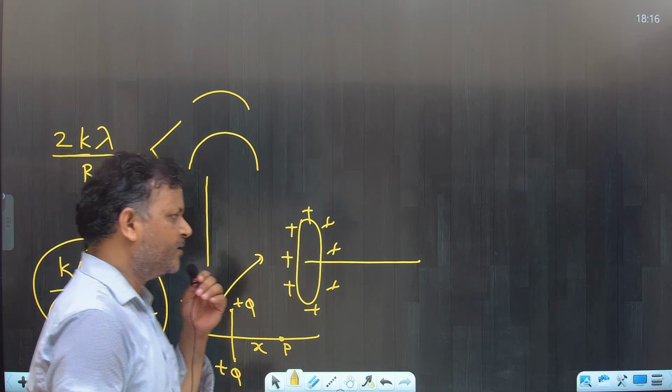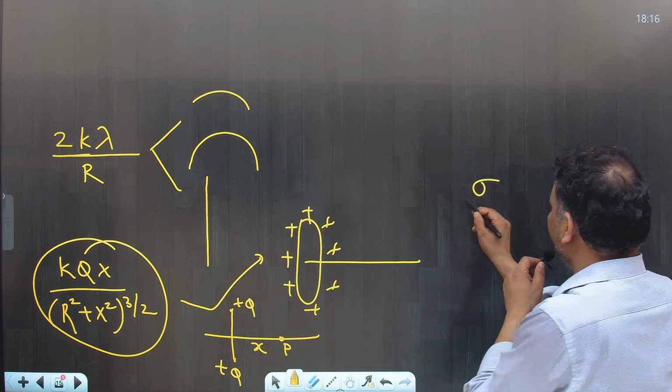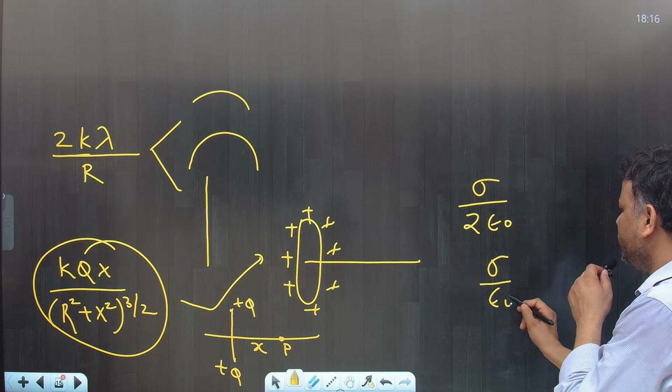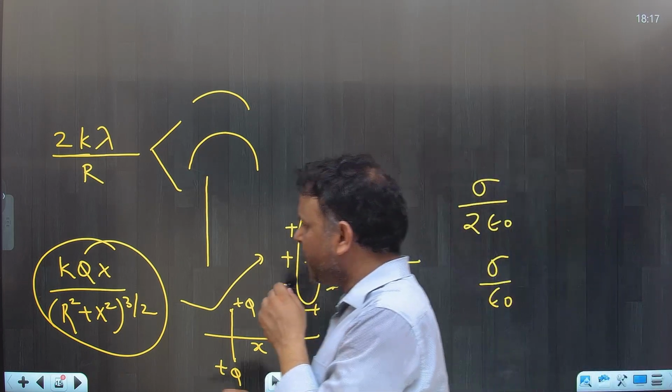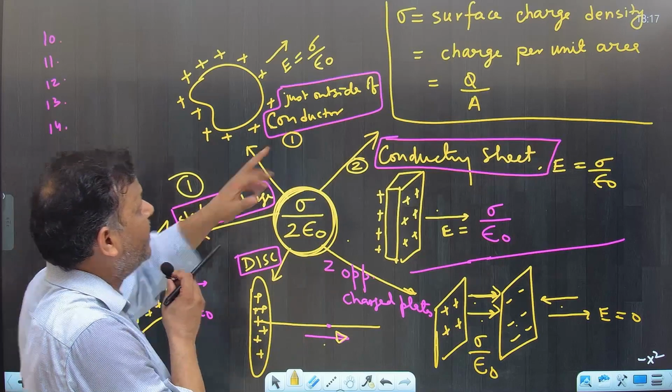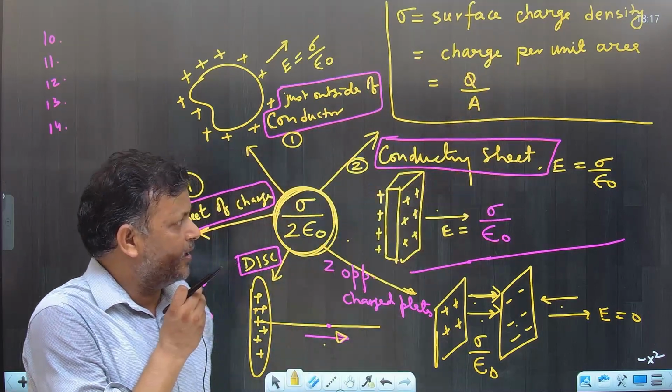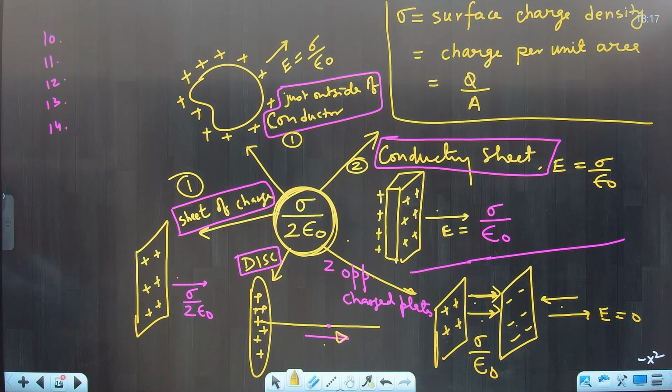And now I am discussing the third term, that is sigma by 2 epsilon 0 or sigma by epsilon 0. What was sigma? Sigma is surface charge density, that is charge per unit area, that is q by A. When charge is distributed over length, it is called linear charge density, and if charge is distributed on area, then it is called surface charge density, and if it is distributed on volume, then it is called volume charge density. So we will discuss this.